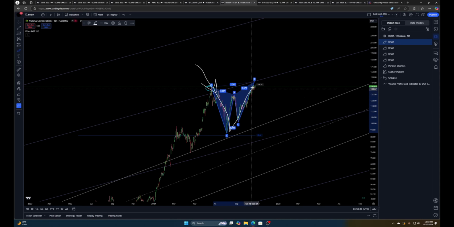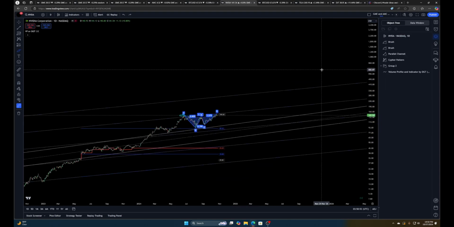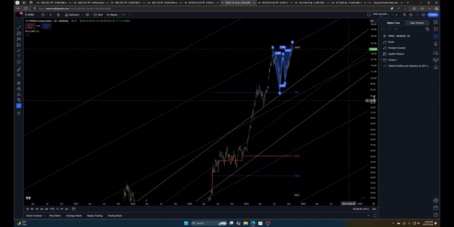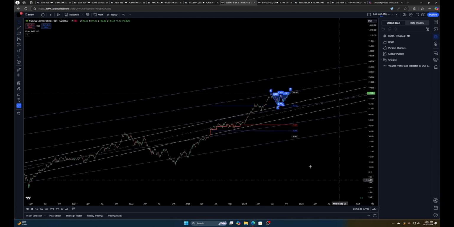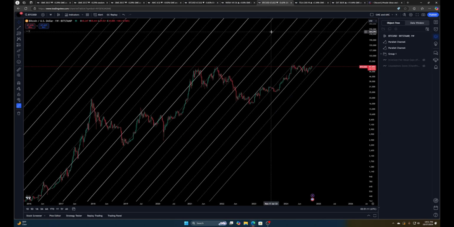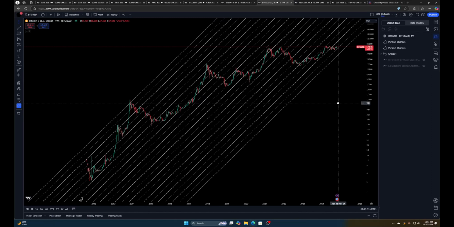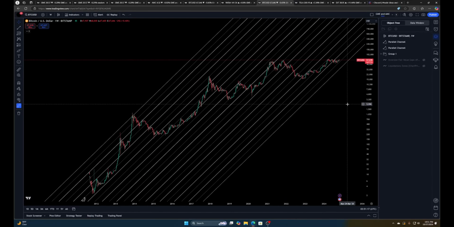Well, we recovered all the way back up to test the top of this channel again at that $150 mark, which coincides with our bearish harmonic here that we have. You have Nvidia at insane levels with SPY, it doesn't even make sense. And so you have Bitcoin trading in a range like this for so long.